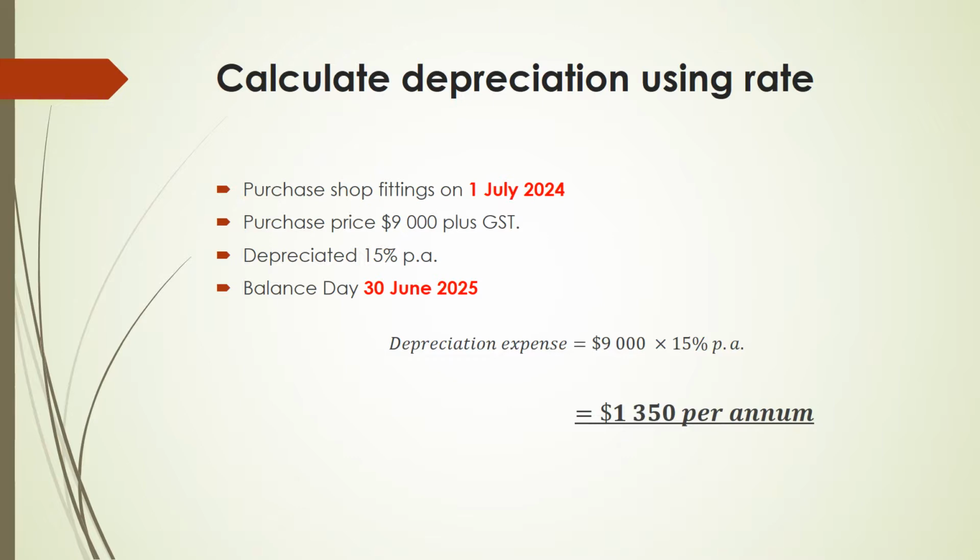So in this example here, we've purchased shop fittings on the 1st of July 2024 at a purchase price of $9,000 plus GST. The depreciation rate given to you is 15% per annum, and the balance day where we are closing the accounts is the 30th of June 2025. The depreciation expense works out to be $9,000 times 15%, which is $1,350 depreciation per annum.